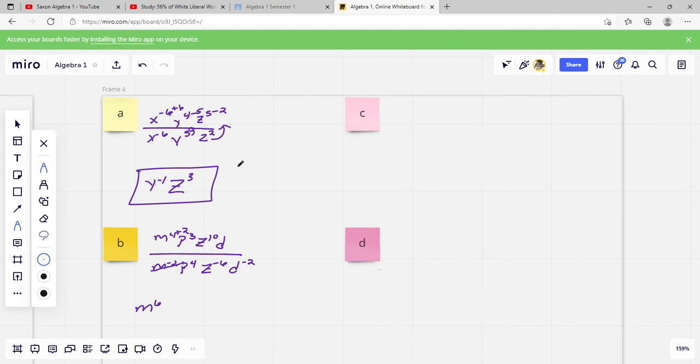I'm going to move up this p to the 4th, so I'm going to turn it into minus 4. So it would be p, 3 minus 4 is negative 1. This z, I'm going to turn it from negative 6 into positive 6. 10 plus 6 would be z to the 16th. And then I'm going to move that one up, and it would turn into plus 2, and I already have 1. 2 plus 1 is 3. That's D.